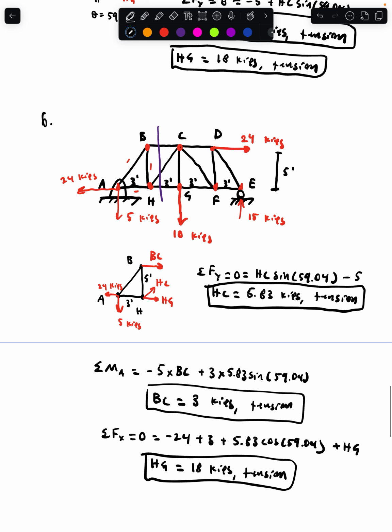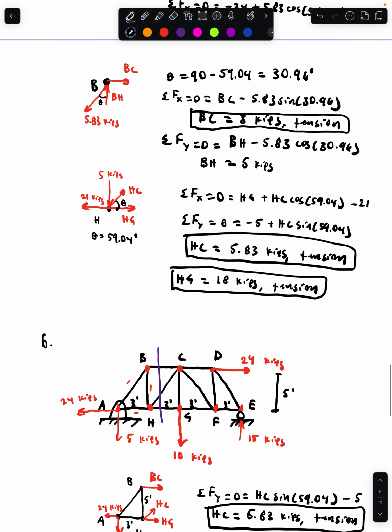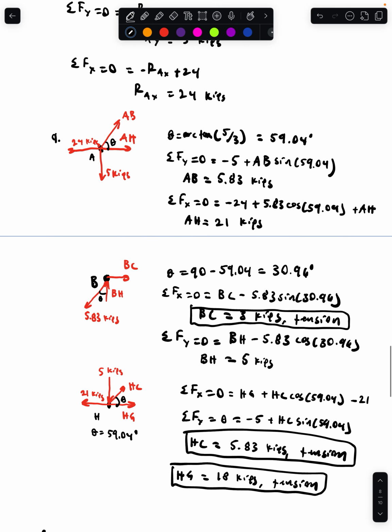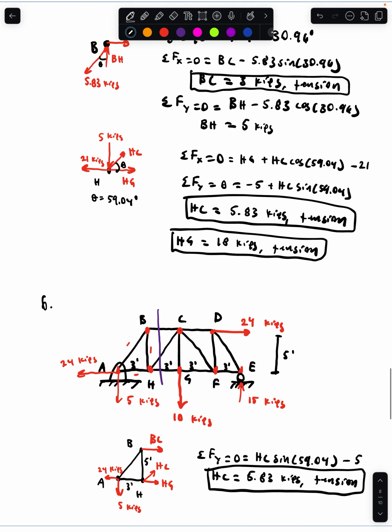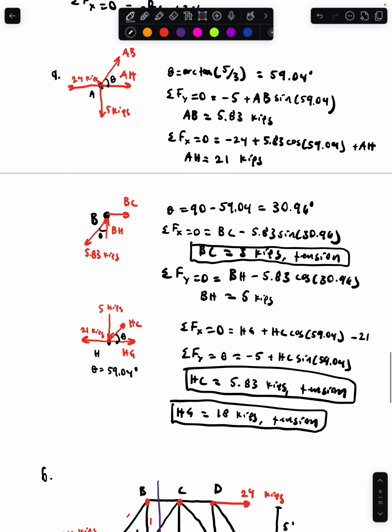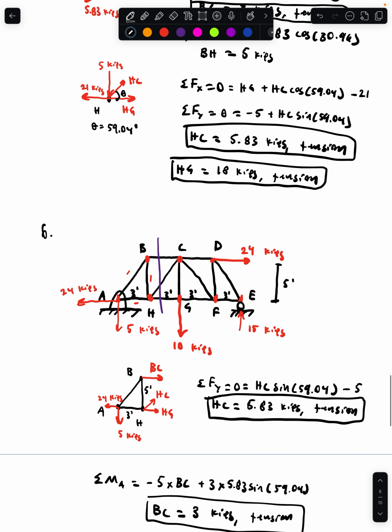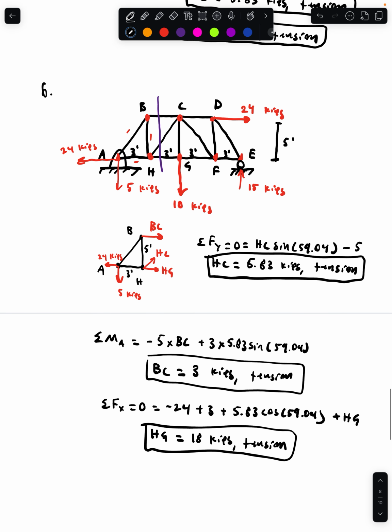Now, the method of sections is a lot simpler in this case, because we didn't have to go through 3 different iterations. So that's just kind of to demonstrate that if you have to solve for every single member, the method of joints is really your go-to. But if you're asked for specific members, the method of sections is generally going to be easier. But yeah, I hope this helps.